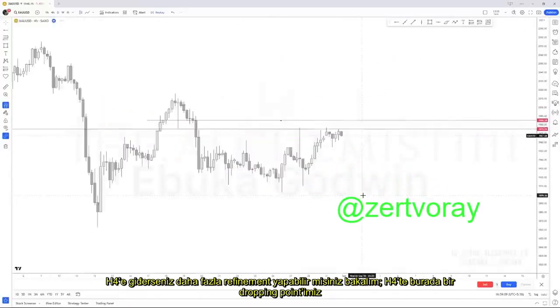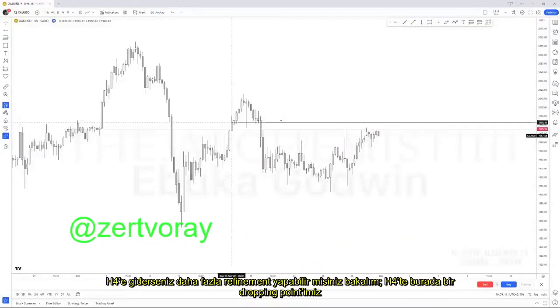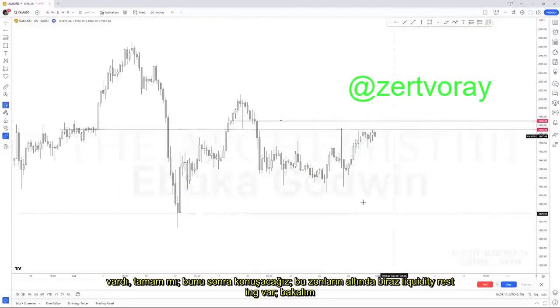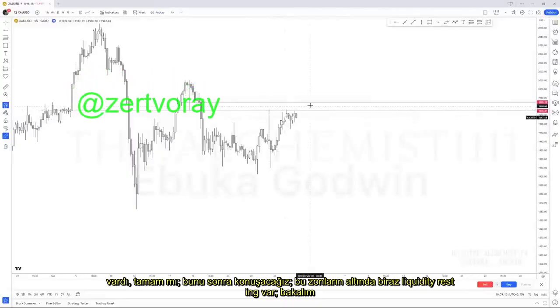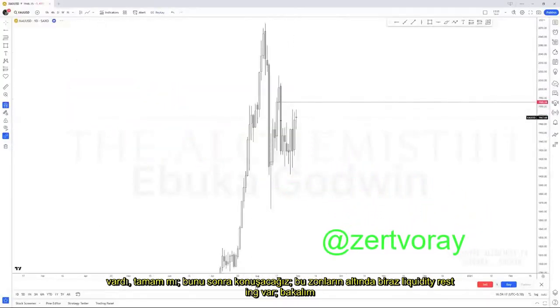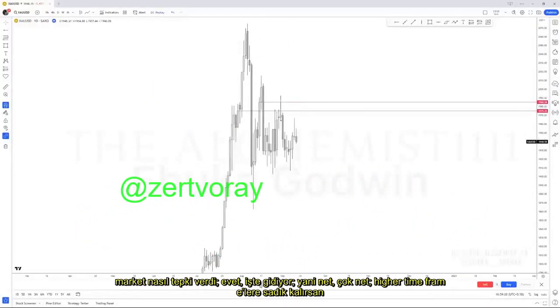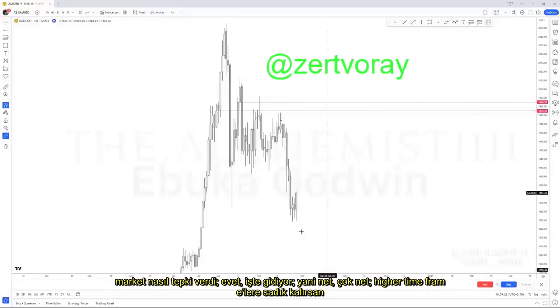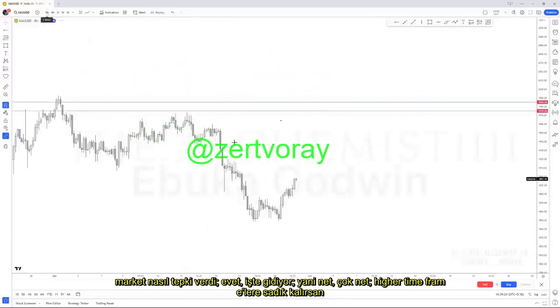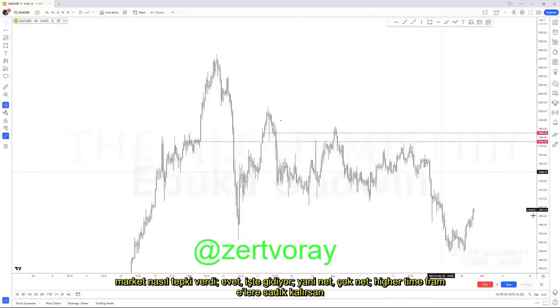I don't know if this played out or not. If you go to H4, let's see if we could do more refinements. No, we had a dropping point here on the H4. We'll talk about that later. We have some liquidity resting below those zones. So let's see how the market reacted. Yeah, there it goes. See that? So it's clear if you stick to the higher time frames.